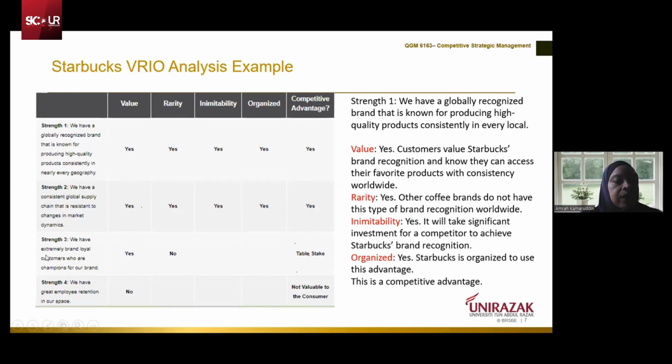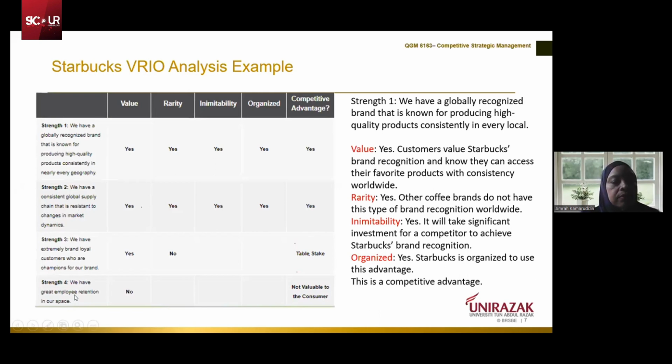Okay, for example, we have extremely brand loyal. So rarity, because McCafe is also the same as them. There are so many coffees out there, Zus Coffee and all kinds. So of course it's no, so definitely it's not an advantage. So what is actually the advantage? It is actually their brand, the globally recognized brand, and the recognized global supply chain.